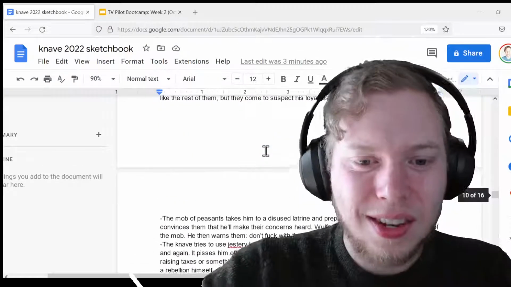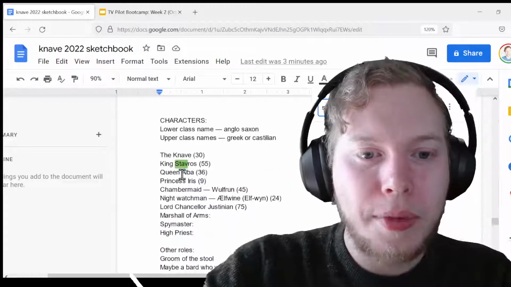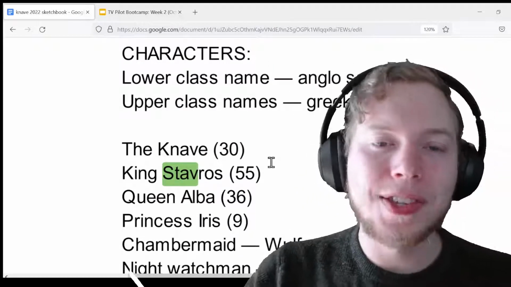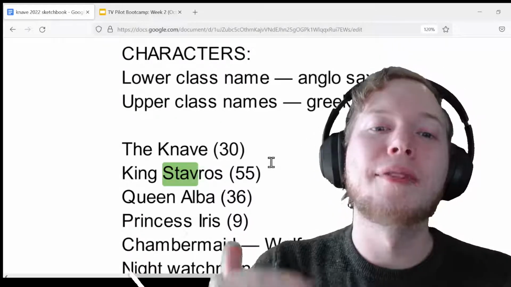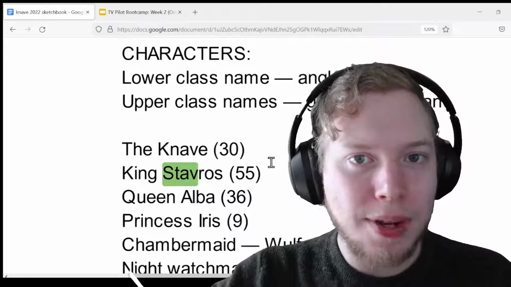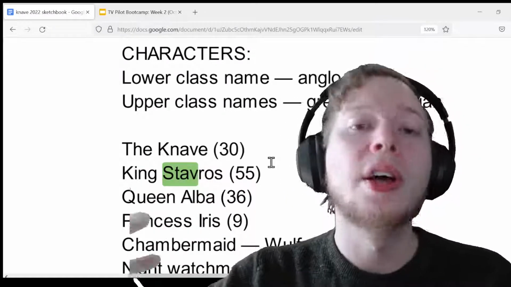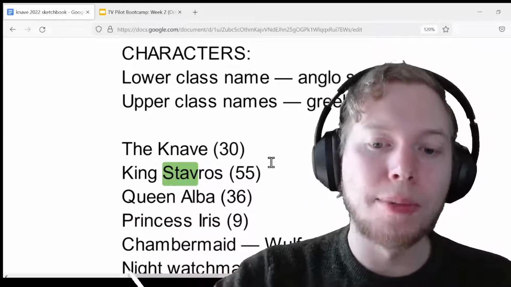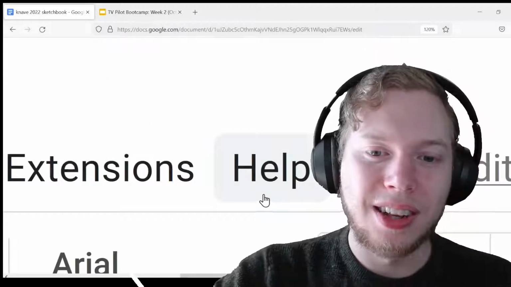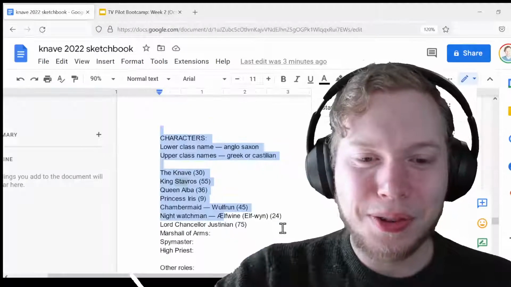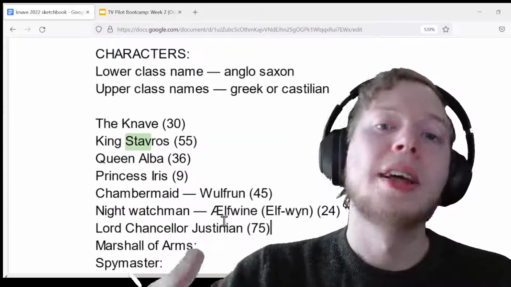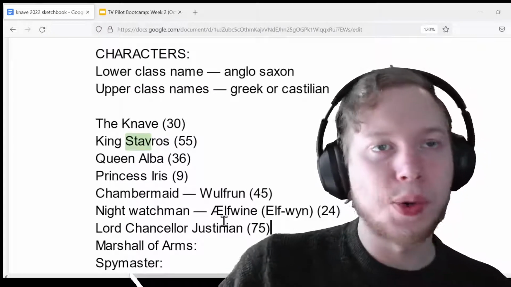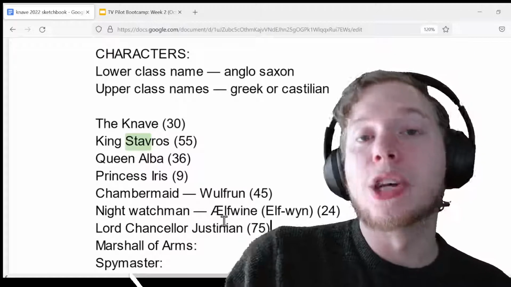Where did I have the character list? Here we go. Okay, so we've got the knave, our main character here. We've got a division in the cast, as any show set in a castle is going to have a distinction between upstairs and downstairs, right? The upper class are going to have more Greek or Castilian Spanish type names, whereas the lower classes are going to have more Anglo-Saxon names with a lot more letters, like this AE combo letter. I forget what this is called, but it's just to distinguish. This is not actually taking place in any particular country, it's an aggregation of different cultures at the time.